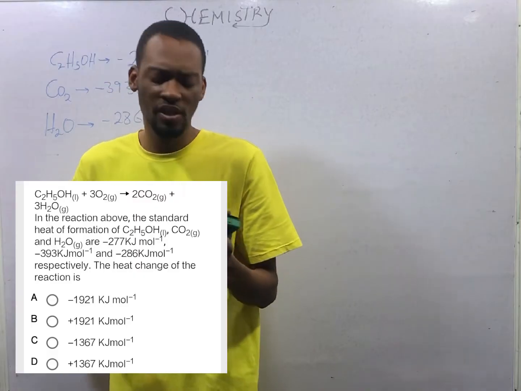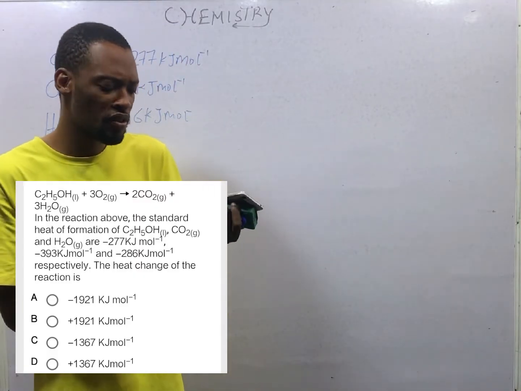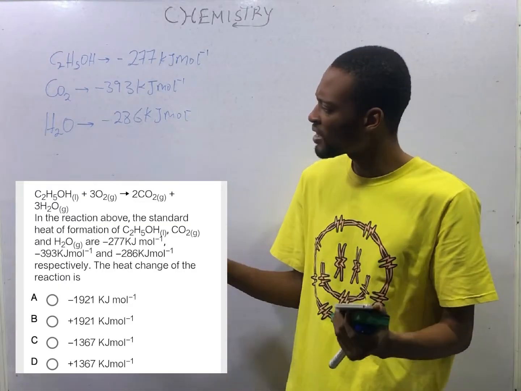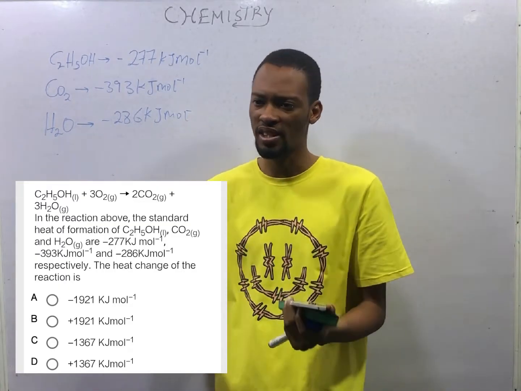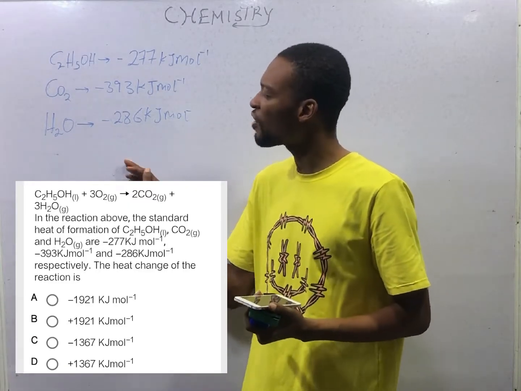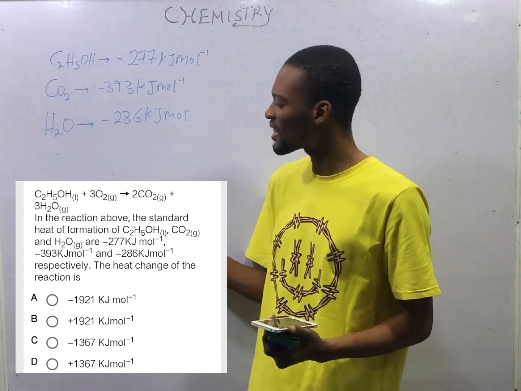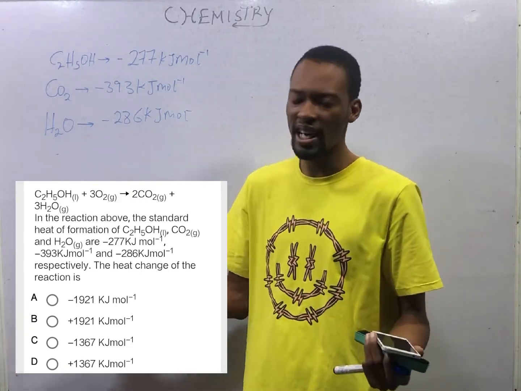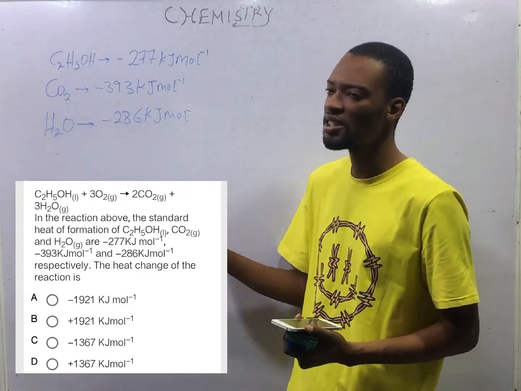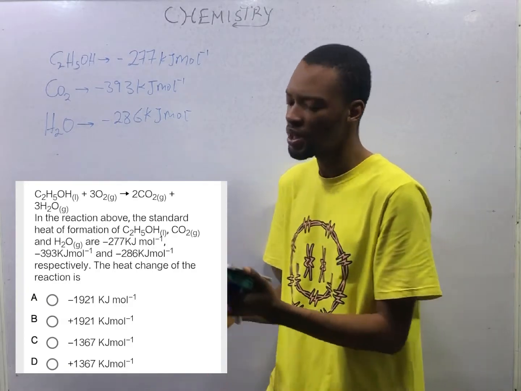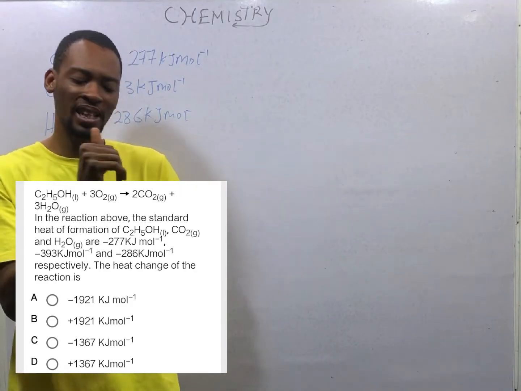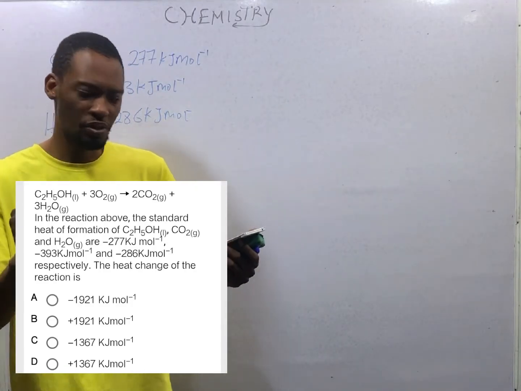Why did they not give us the standard heat of formation for oxygen? This is because for elements in their free state, the standard heat of formation is 0. If you have hydrogen gas, it is 0. Enthalpy change is 0. If you have oxygen gas, 0. So any element standing alone, most times or all the time, the standard heat of formation or the energy change is taken as 0. In other words, if in this type of question there is a particular element that they don't give you the standard heat of formation for, take it to be 0.